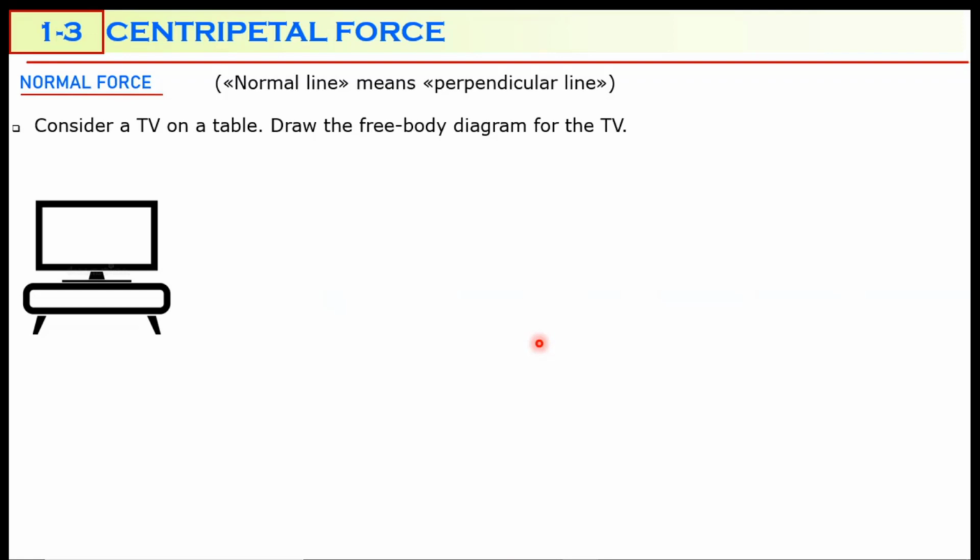Think about a TV on a table like this one. This is a table, and this is a television on the table. Somebody says, draw the free body diagram for the TV. Do you know what a free body diagram means? Draw all forces acting on the television. You isolate the object from the environment, and you show only the forces acting on the television's body. This is what a free body diagram is.